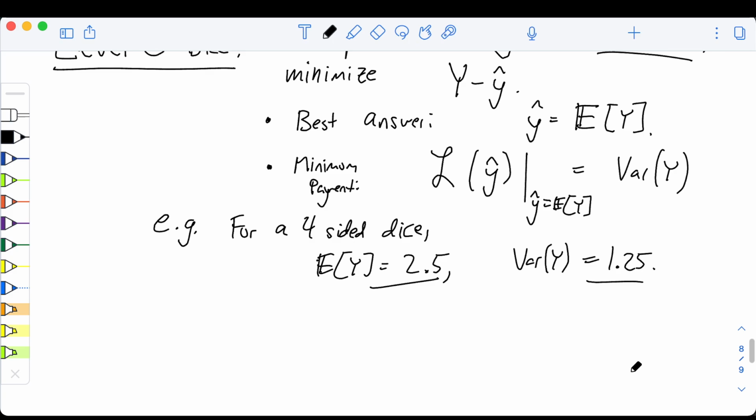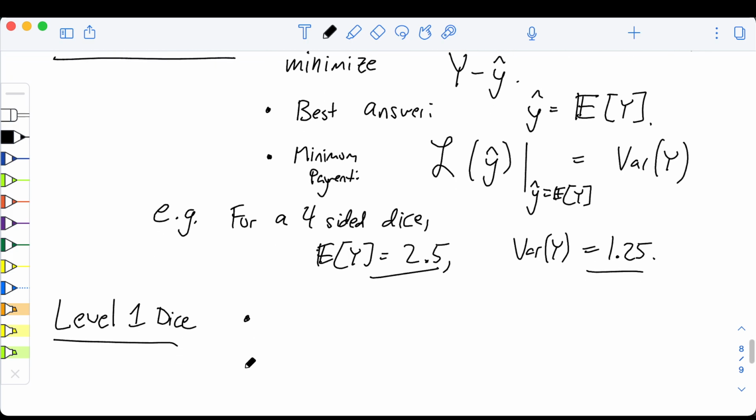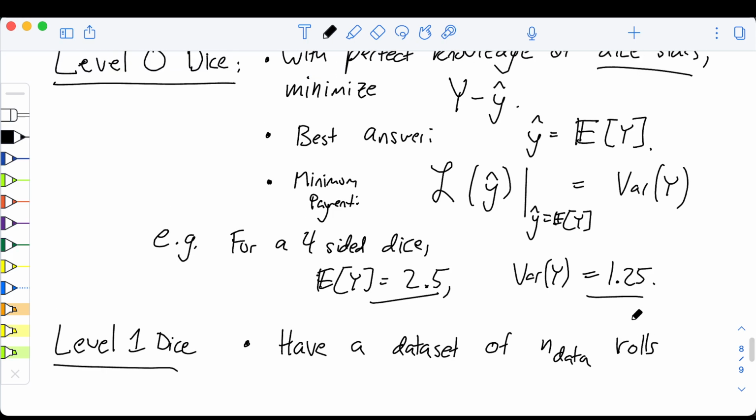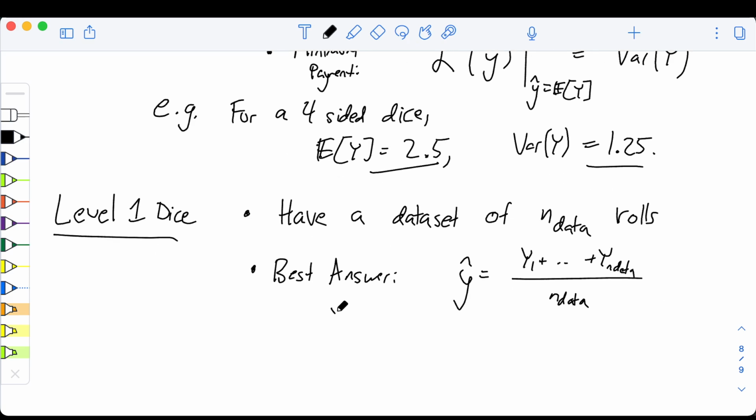Now the level 1 version, the one we just did. The big difference is we don't know the dice, we have a data set: a data set of n data rolls. We take our rolls, and the best answer is again the mean. This time it's the empirical mean. So y hat equals y1 plus dot dot dot plus y n data, divided by n data. This is called the empirical mean, the mean of the data.